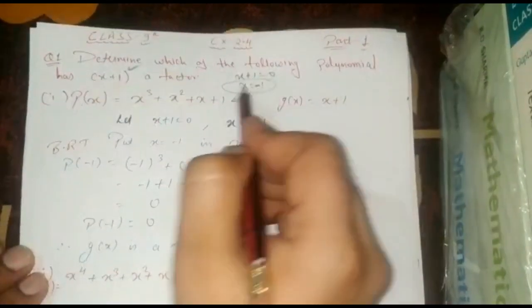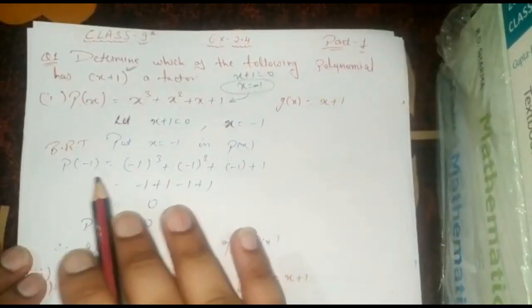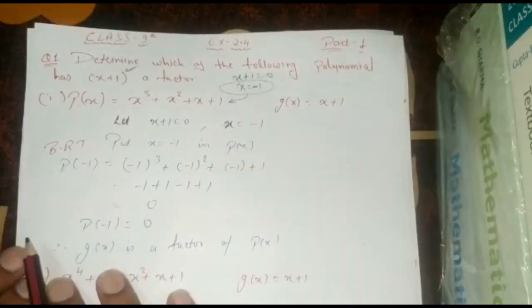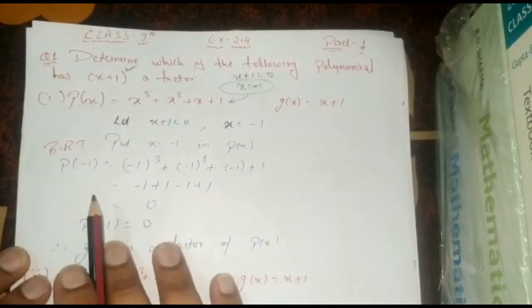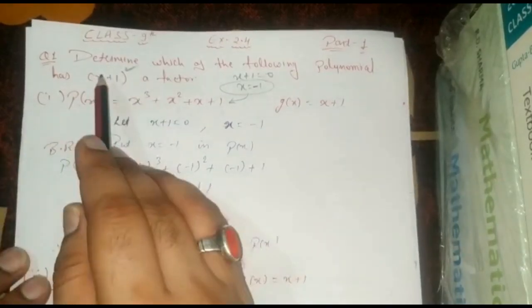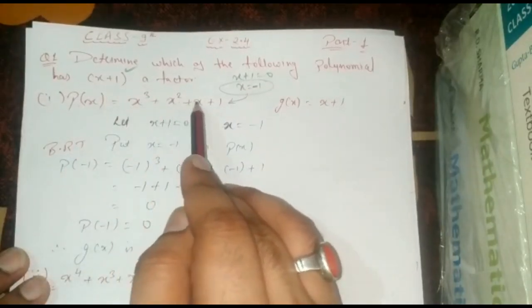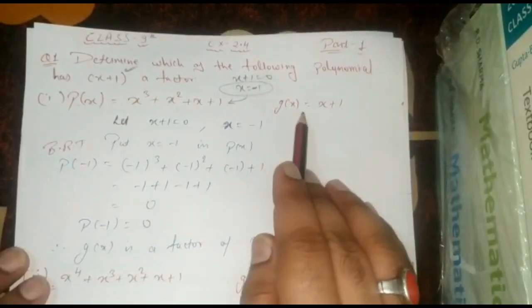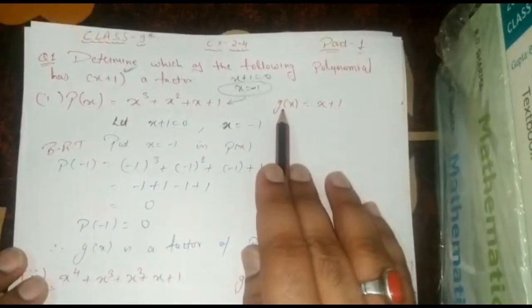In place of x we have to put minus 1. So p of minus 1 is equal to p of x with minus 1 in place of x on both LHS and RHS. If p of minus 1 is equal to 0, then we can say that yes, x plus 1 is a factor of our polynomial. If it is not equal to 0, then x plus 1 is not a factor of our polynomial. Here p of x is x cube plus x square plus x plus 1, and let g of x be another polynomial function, which we take as x plus 1.